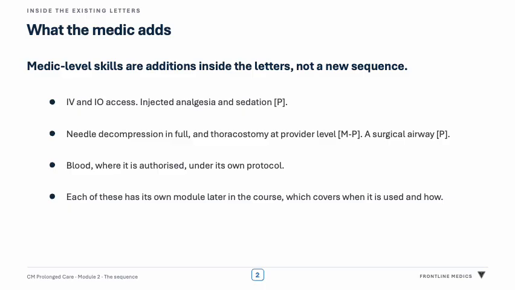Medic level skills are additions inside the letters, not a new sequence. Intravenous and intraosseous access. Injected analgesia and sedation, protocol skills. Needle decompression in full, with thoracostomy at provider level. A surgical airway. And blood, where it is authorized, under its own protocol. Each of these has its own module later, covering when and how.